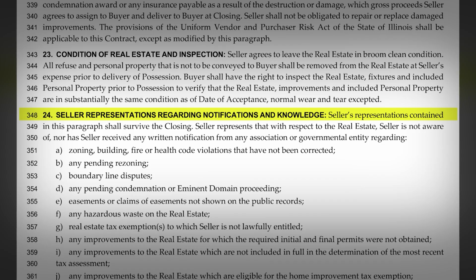So again, it's asking questions of the seller on what they know about the property. And they are re-verifying there many of the items that are on the real property disclosure.